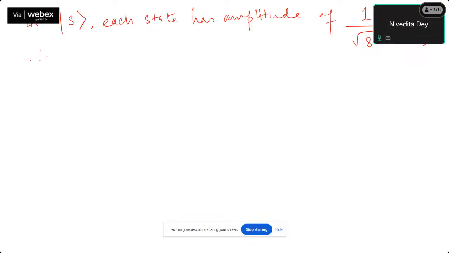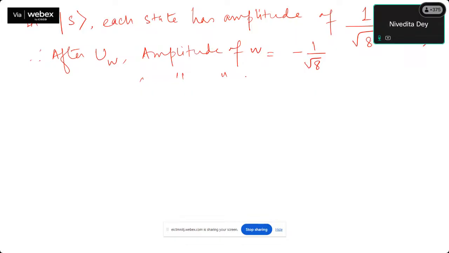So therefore, after UW, the amplitude of W is minus 1 by root 8, because the phase inversion is done. W is for phase inversion. And the amplitude of some U, where U belongs to S but U is not equal to W, is plus 1 by root 8, because for those cases there is no phase inversion.